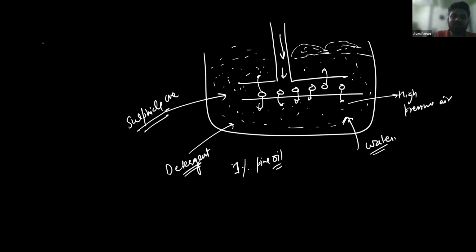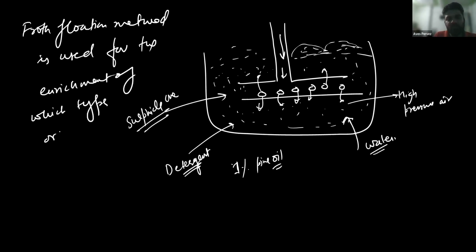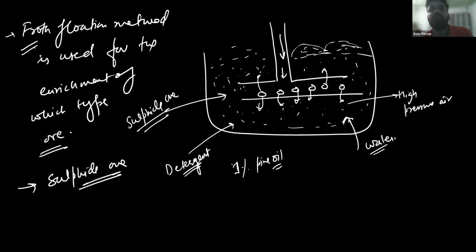So what may be asked in the examination? It may be asked that the froth flotation method is used for the enrichment of which type of ore. Which type of ore is enriched by this froth flotation method? Sulfide ore. Yes, that is sulfide ore. So note it down, this is an important point: the froth flotation method is used for the enrichment of sulfide ore.